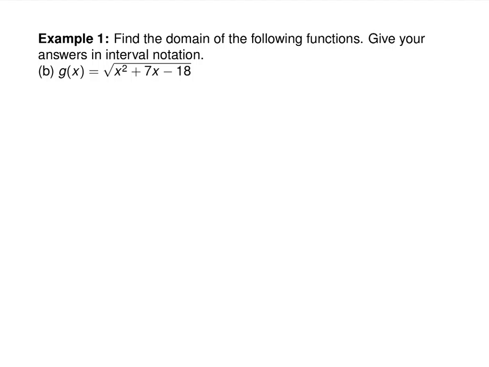All right, this guy. So the basic setup is you're solving the inequality x squared plus 7x minus 18 bigger than or equal to 0. So what's the first thing you think to do? Factor. I like that. Factor. You get x plus 9, x minus 2.